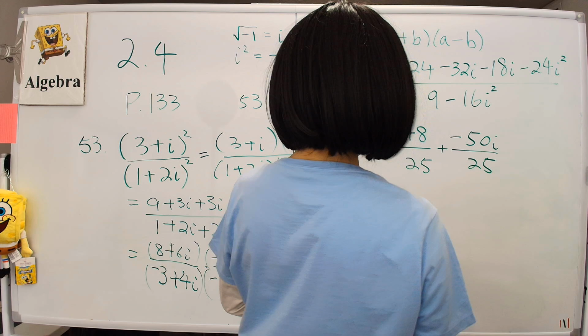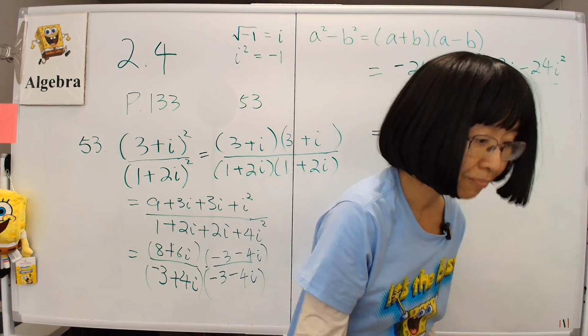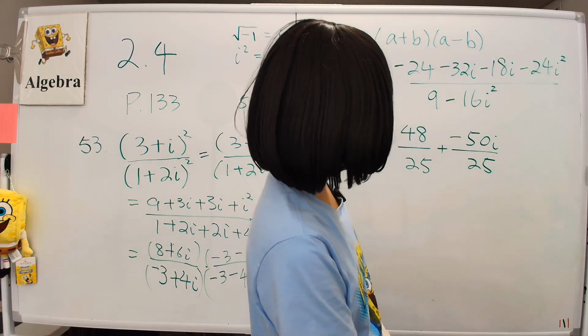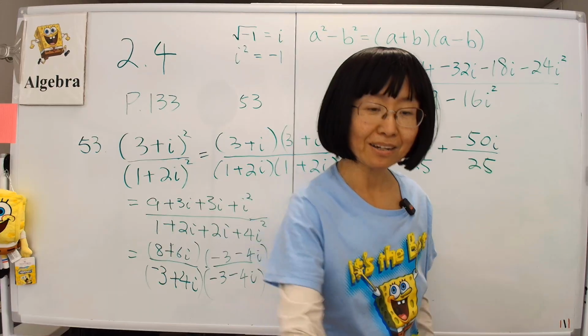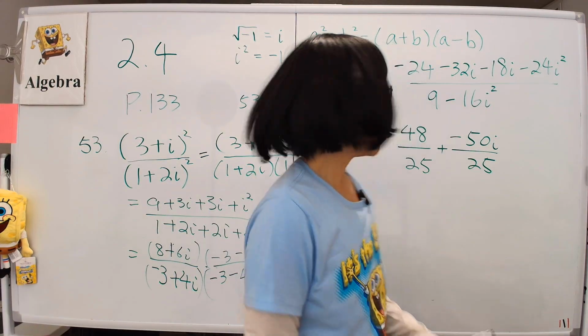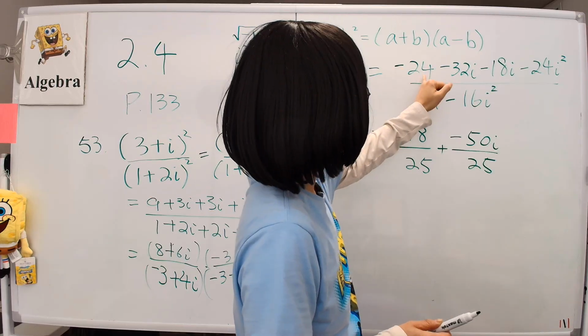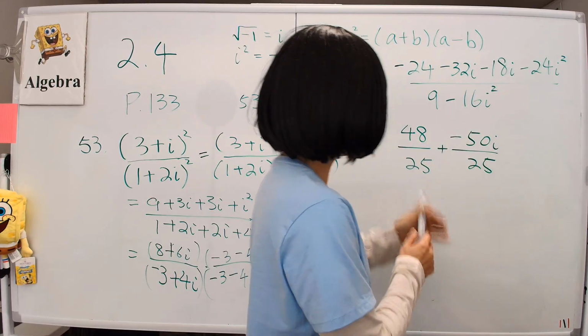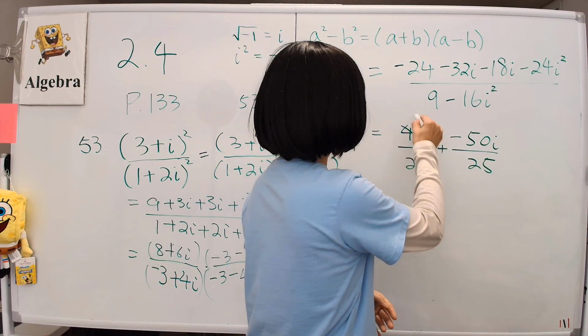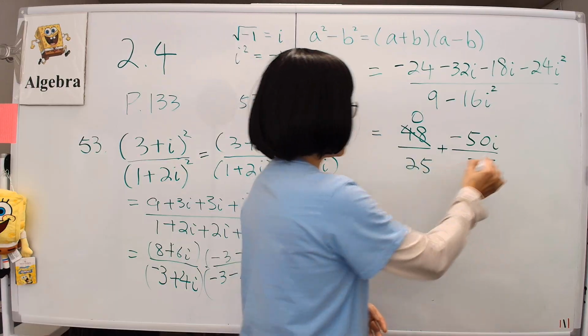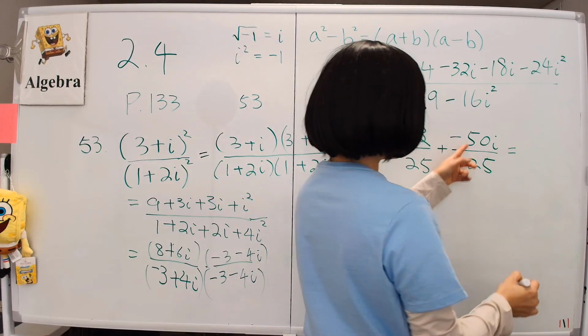So what problem is that? 53, let's check. It equals minus 2i. Let me check to see where I got it wrong. Oh, I did not see the negative sign here. See, it's actually minus 24. That's a plus 24, so this is 0. There's nothing here. Okay, so the answer is just minus 50i divided by 25.